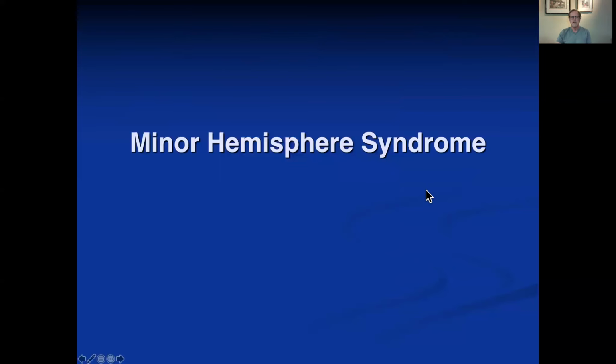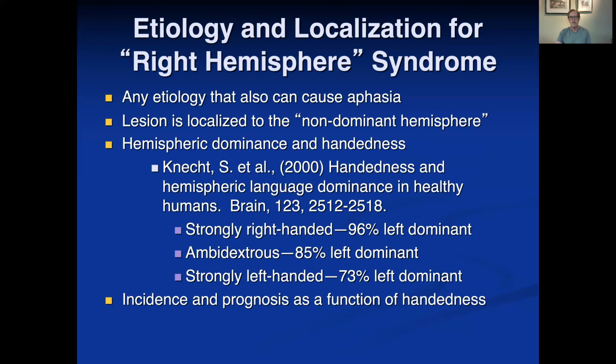All right. Now let's look at minor hemisphere syndrome. It's the right hemisphere syndrome in most people, but more properly it's labeled the minor hemisphere syndrome, accounting for the 10% of people who may have switched laterality of their language. It can be caused by any of the etiologies that can cause aphasia. The etiologies that cause aphasia are focal. Well, if the focal lesion is on the other side of the brain, you can have a minor hemispheric syndrome then. The etiologies can be the same, they just have to be on the other side of the brain.